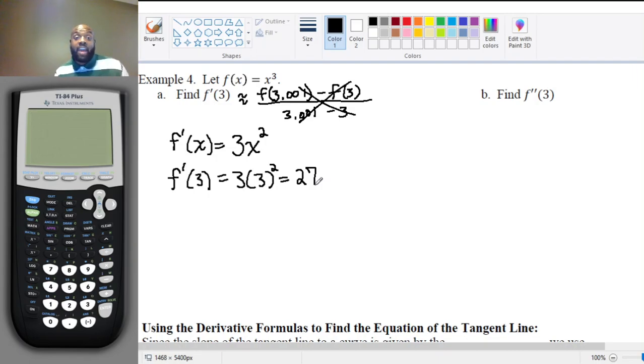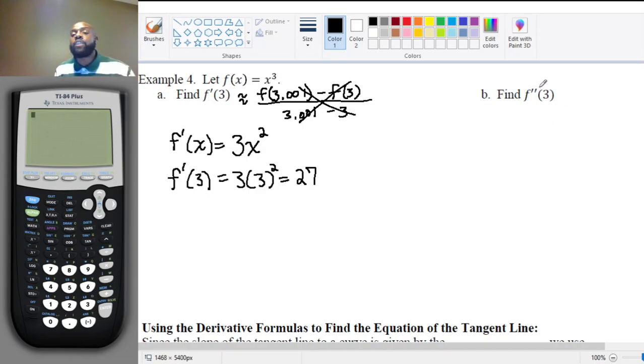I can interpret that as my function is increasing at x equals 3, because the derivative, which is 27, is a positive number. We could expect that for a 1 unit increase from 3 to 4 for our x's, our output or y value should increase by 27. That's a sharp increase. That's one way that we can interpret that derivative. Let's go to part B.